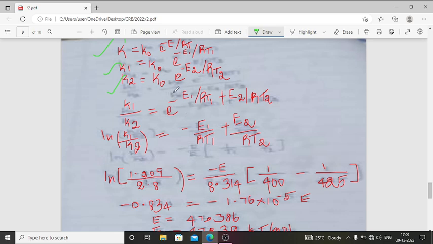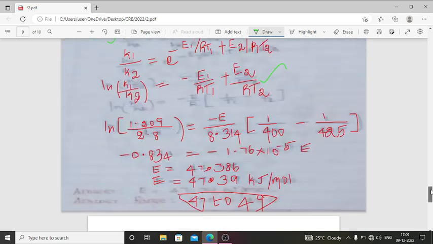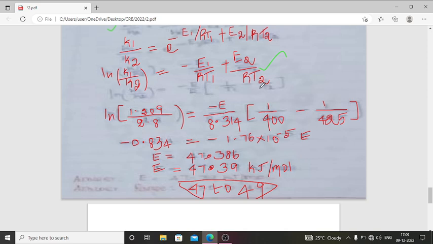So here we want the activation energy. What do you do here? This side is in exponential form, so to remove the exponential term, take ln on both sides. So ln of K1 by K2 is equal to minus E1 by RT1 plus E2 by RT2. In this case, K1 and K2 values are known, and R, T1 and T2 are known. Substitute all these values here. So ln of 1.209 divided by 2.8. Here E1 and E2 are both equal to E.